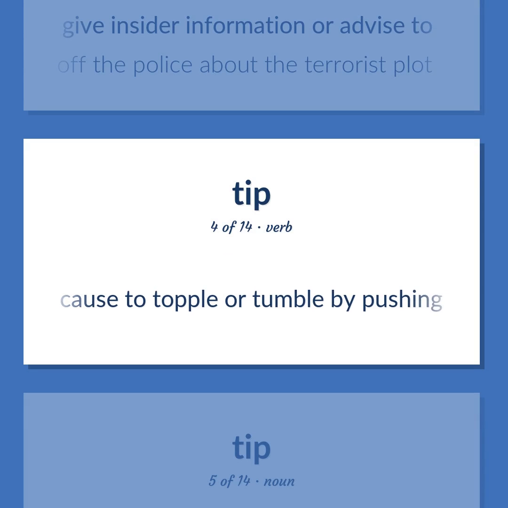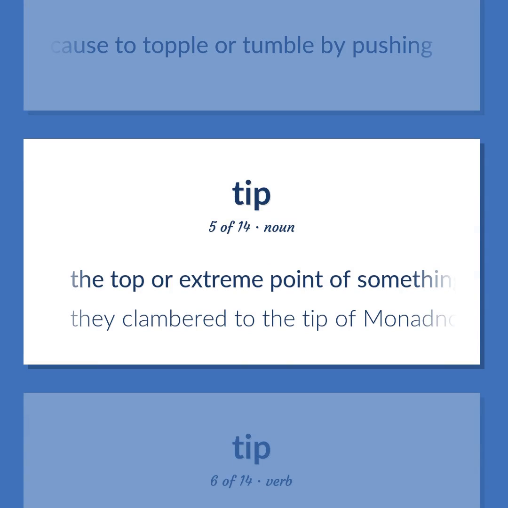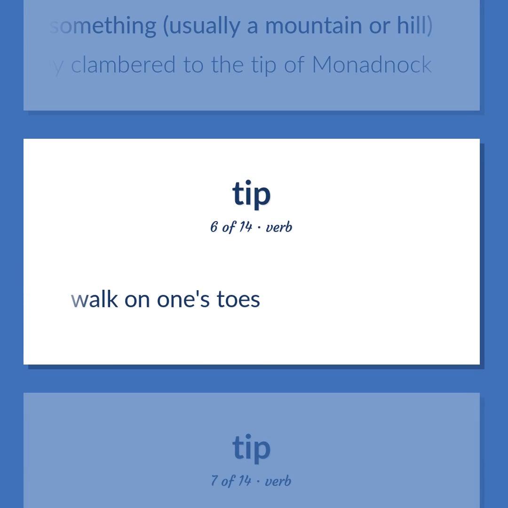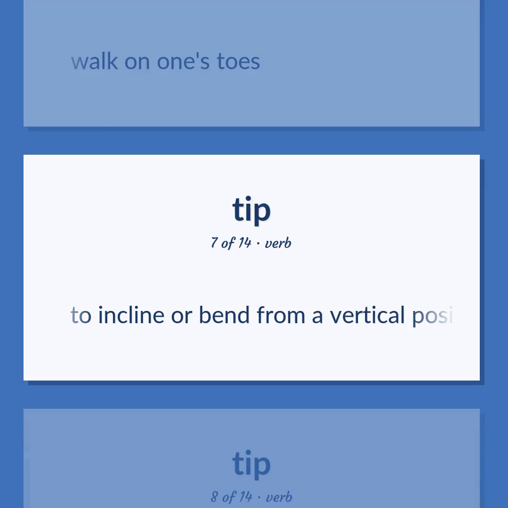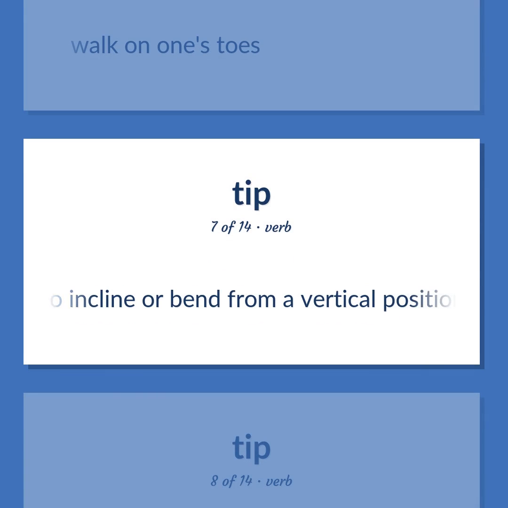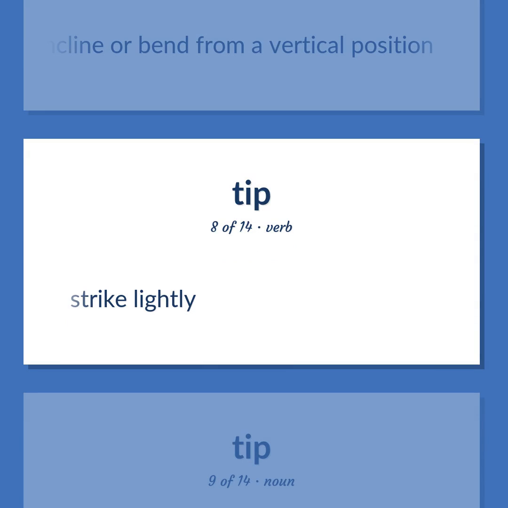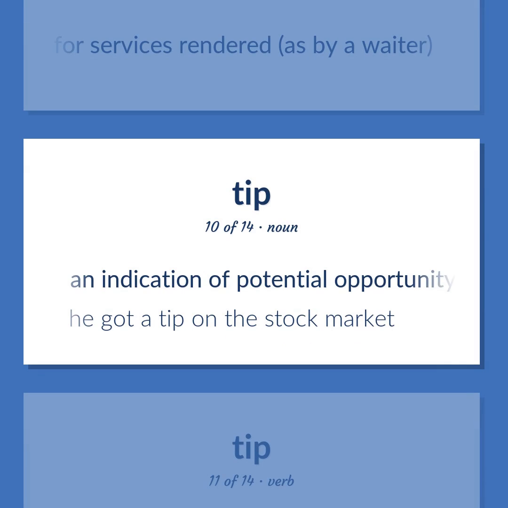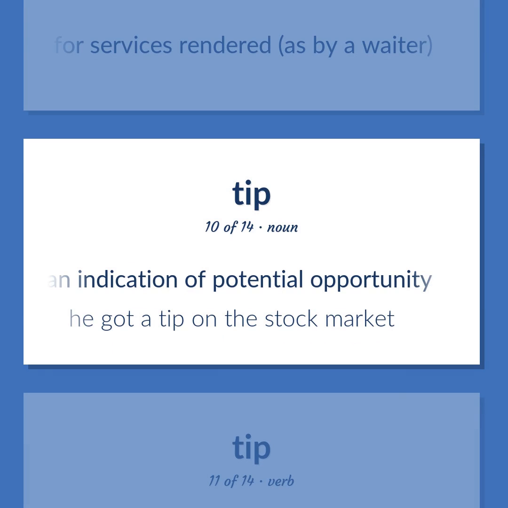Cause to topple or tumble by pushing. The top or extreme point of something, usually a mountain or hill. They clambered to the tip of Monadnock. Walk on one's toes. To incline or bend from a vertical position. Strike lightly. A relatively small amount of money given for services rendered, as by a waiter. An indication of potential opportunity. He got a tip on the stock market.